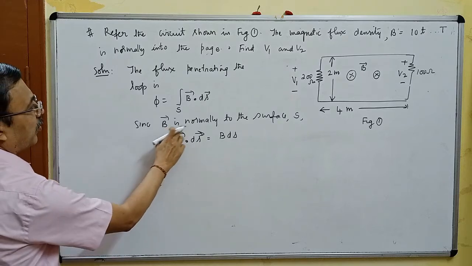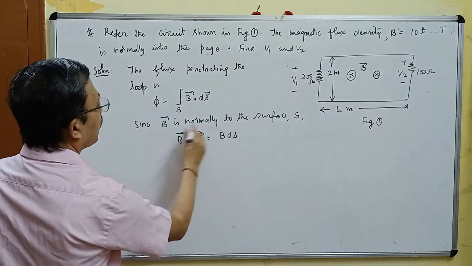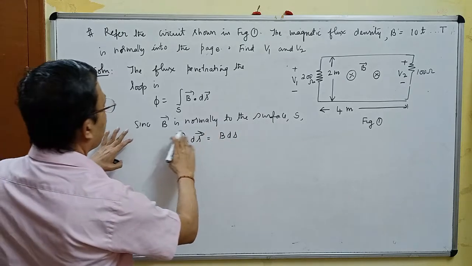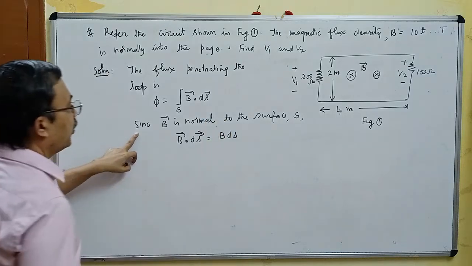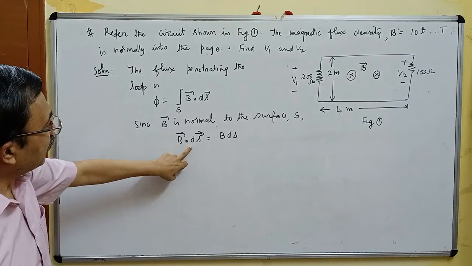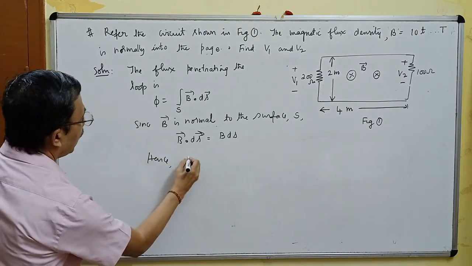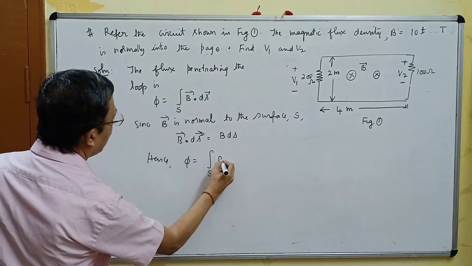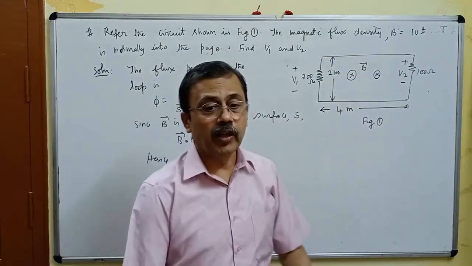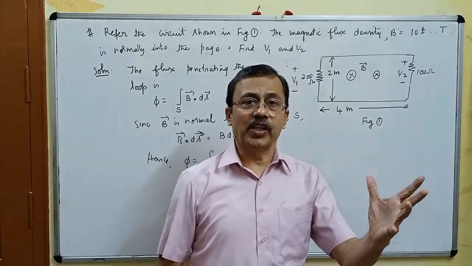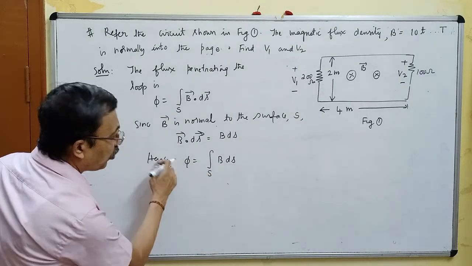Since vector B is normal to the surface S, vector B dot ds is equal to B into ds. Hence, phi is equal to surface integral B into ds. B is a function of t only. That means B is independent of space coordinates like x, y, z. Hence, B can be taken out of the integral.